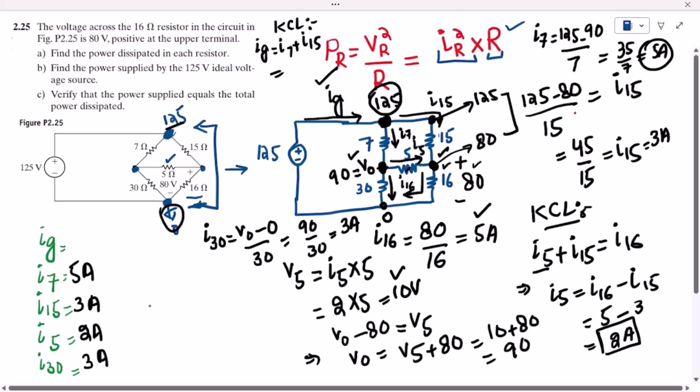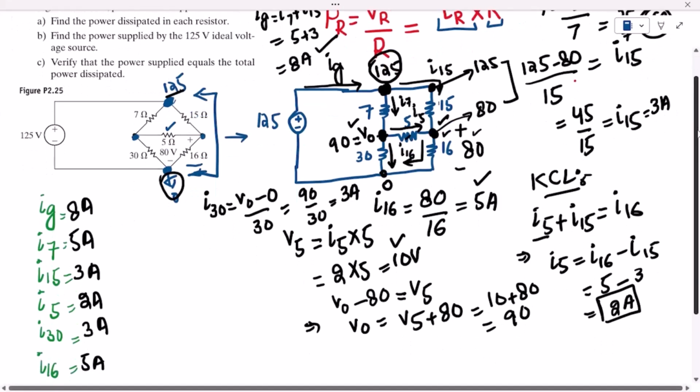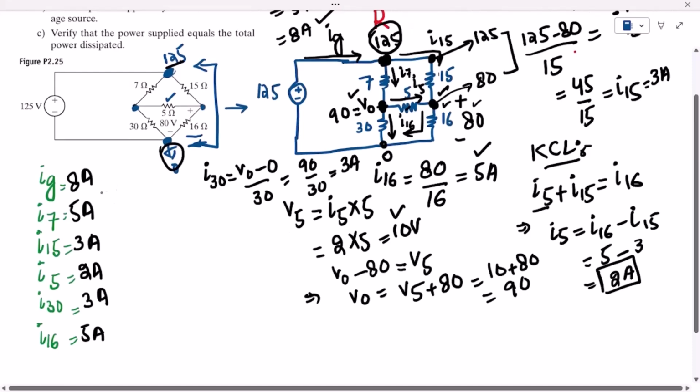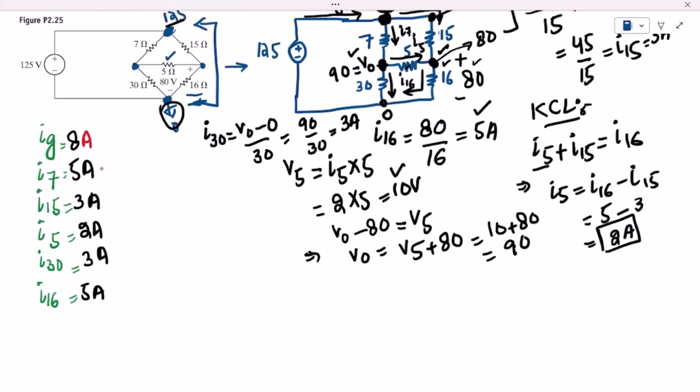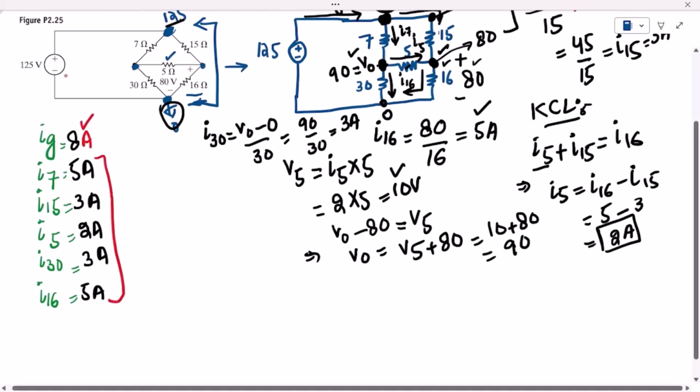So I7 is how much? That is 5. I15 is how much? That is 3. So that is 8 amperes. Now all the currents which we wanted to find out are known. These are all the currents, and now these are the resistances.